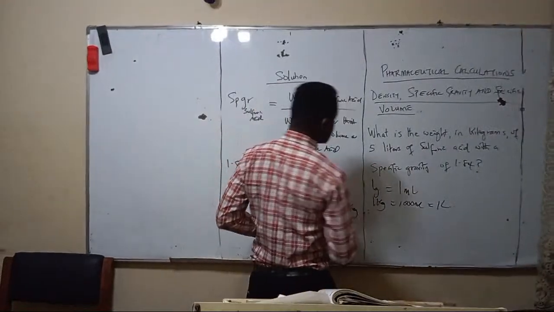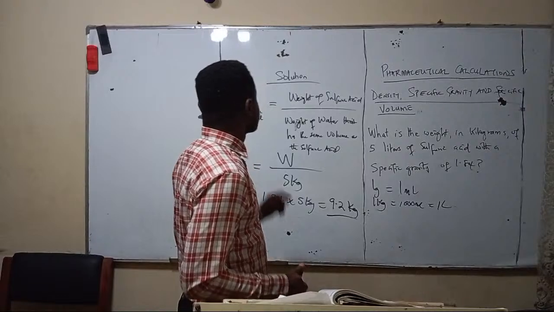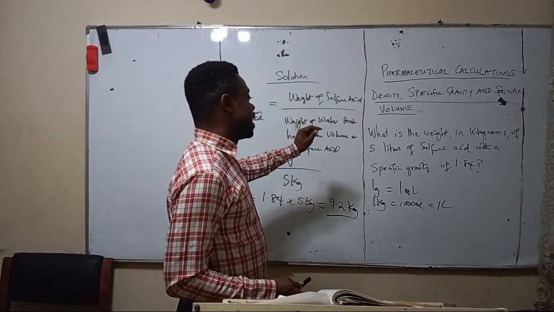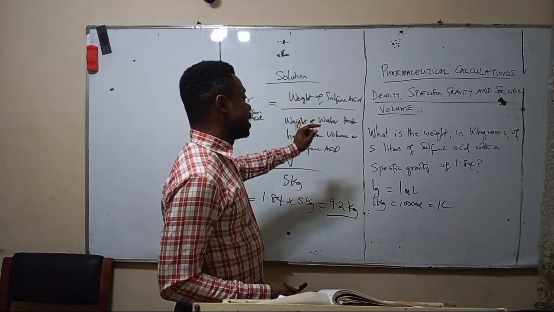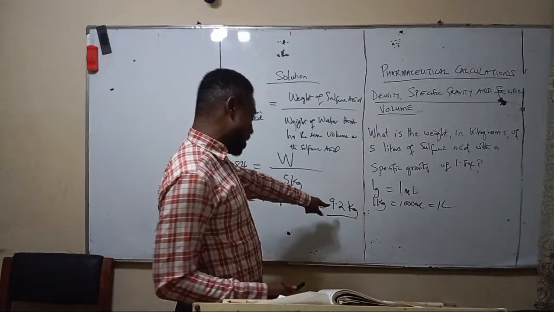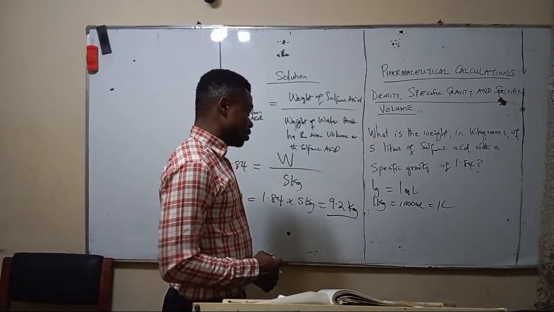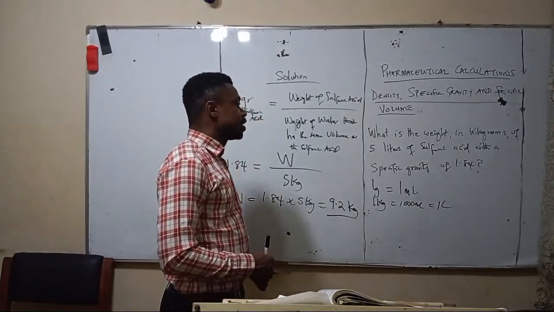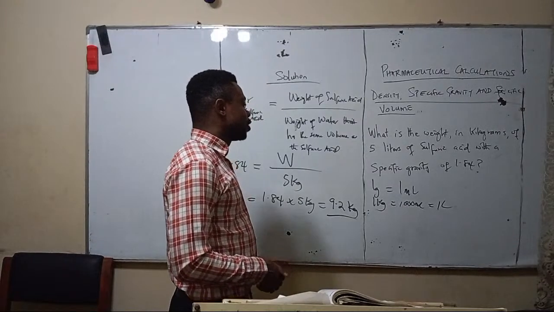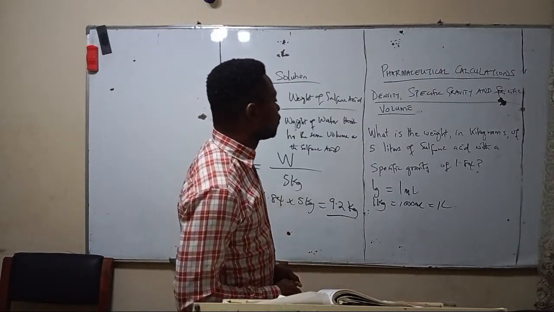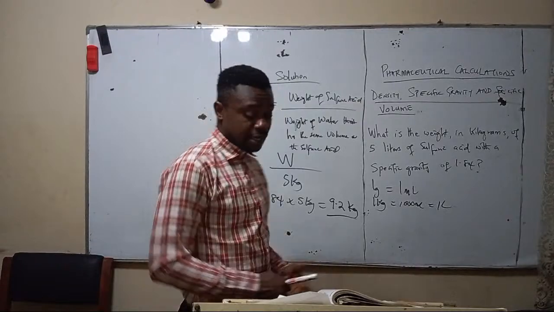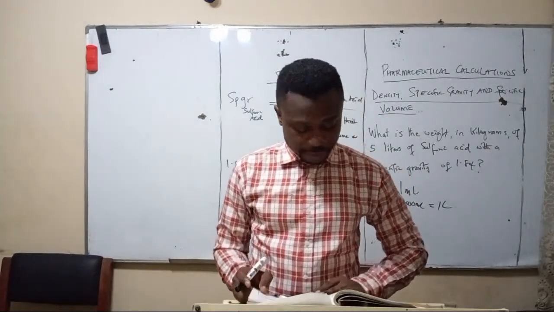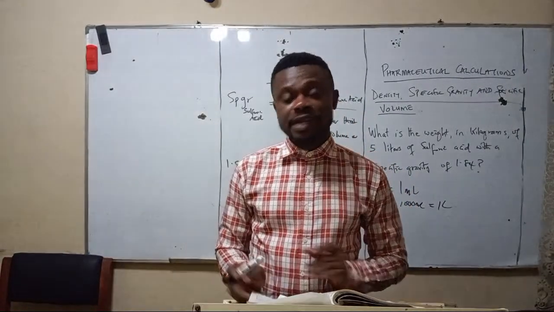So the weight of the sulfuric acid in kilograms is 9.2 kilograms. So 9.2 kilograms of sulfuric acid that has a volume of 5 liters has a specific gravity of 1.84 thereabouts. So the answer is 9.2 kilograms. Please, if you have any question, please feel free to ask.